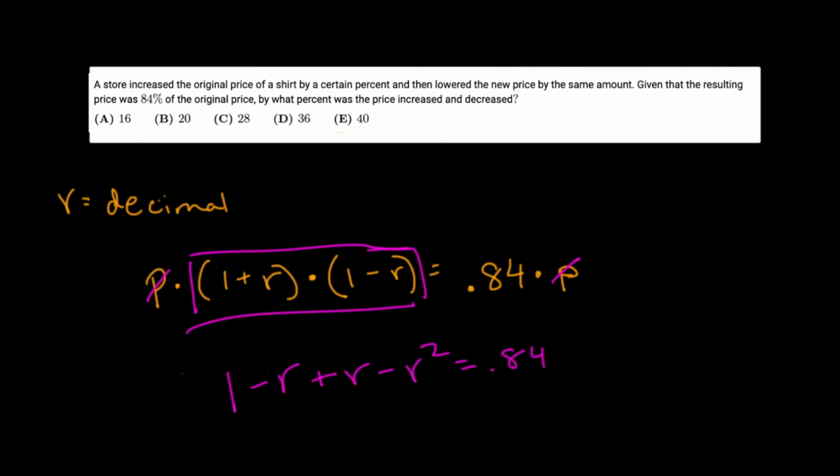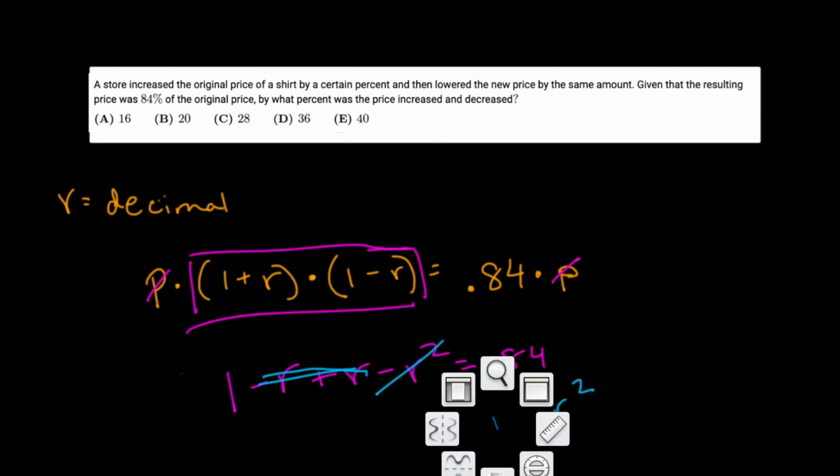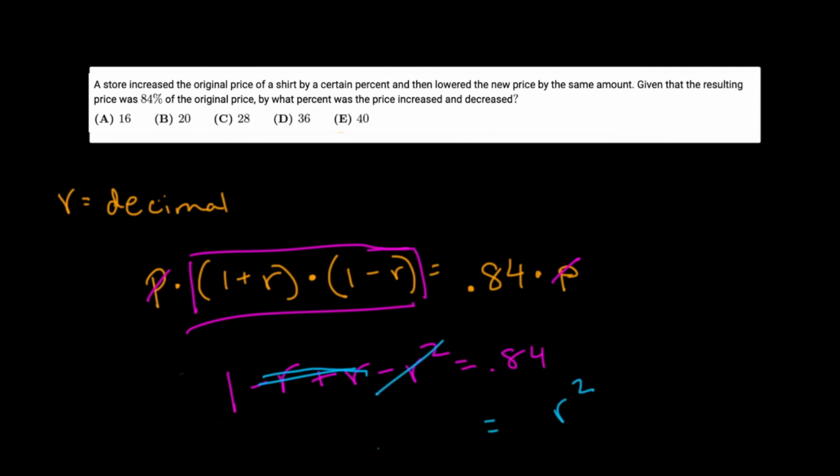And we don't like this minus R plus R stuff, right? Because it can easily be simplified. They just cancel each other out. And then we're going to add R squared to both sides. Oops, subtract 0.84 from both sides, and you get 0.16 is equal to R squared. And so we're going to take the square root of both of them, and of course it could be negative 0.4, but that doesn't make sense in this particular scenario. So it would be 0.4 as our answer, and because we're dealing with percentages here, it would be 40%.